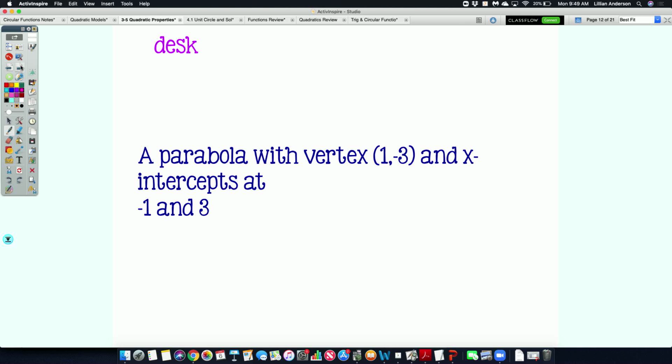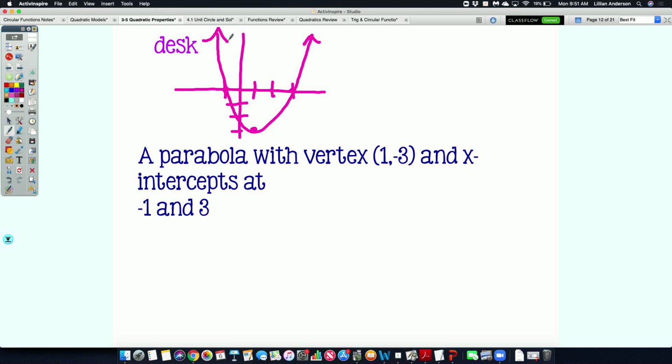On your desk, what I want you guys to do is sketch this particular graph. It has a parabola with a vertex of 1, -3, and x-intercepts at -1 and +3. I want you guys to sketch this out on your desk. Does this graph open up or down? It opens up. And you know that because with the vertex at 1, -3, and x-intercepts at -1 and +3, the curve has to go through all of that information. So you automatically know that A has to be what type of number? It has to be positive. It has to be greater than 0.